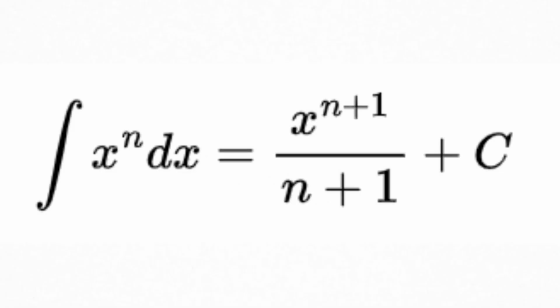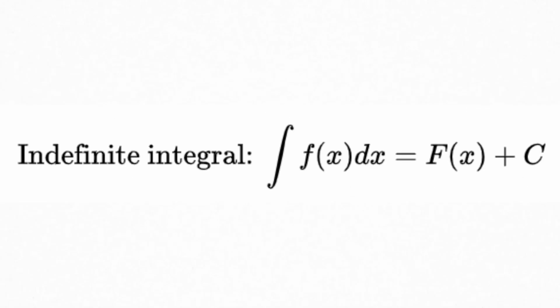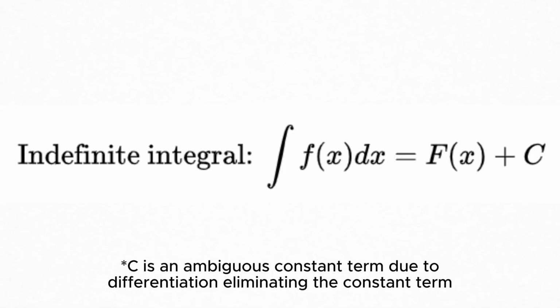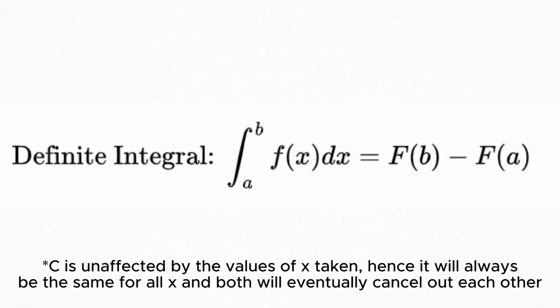By the way, have you noticed how there's a c here, but not here? Well, the reasoning for this is that there are two types of integrals, indefinite integrals and definite integrals. Indefinite integrals have a c because, well, they're indefinite and there's a constant term, but definite integrals do not require a c because the c will eventually cancel out.